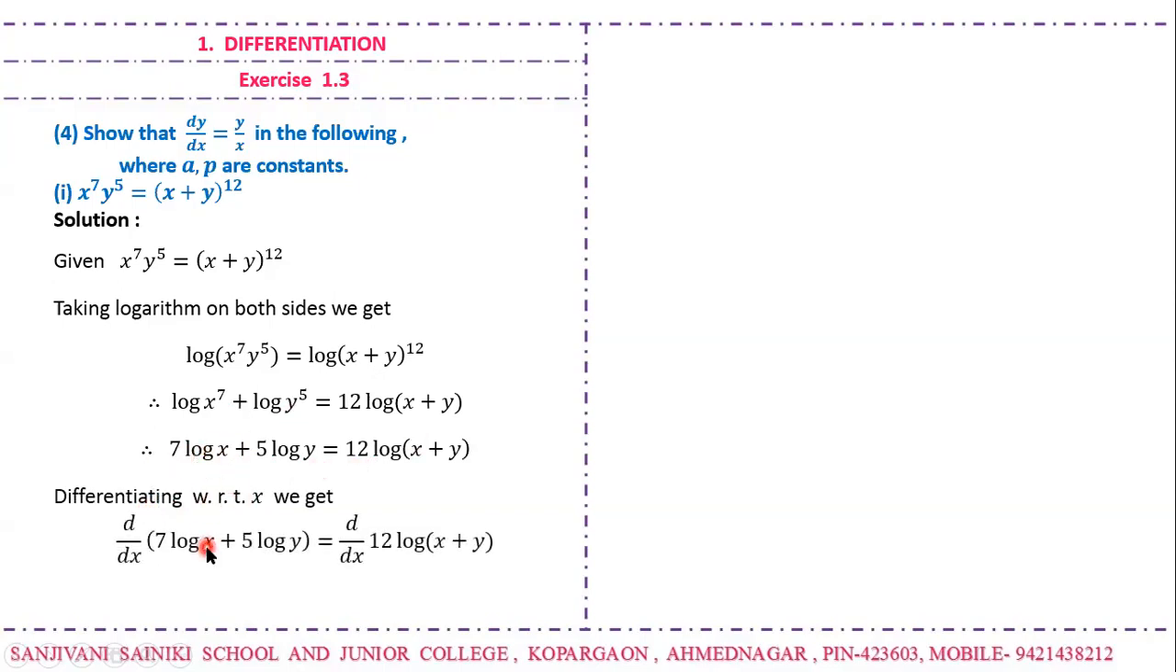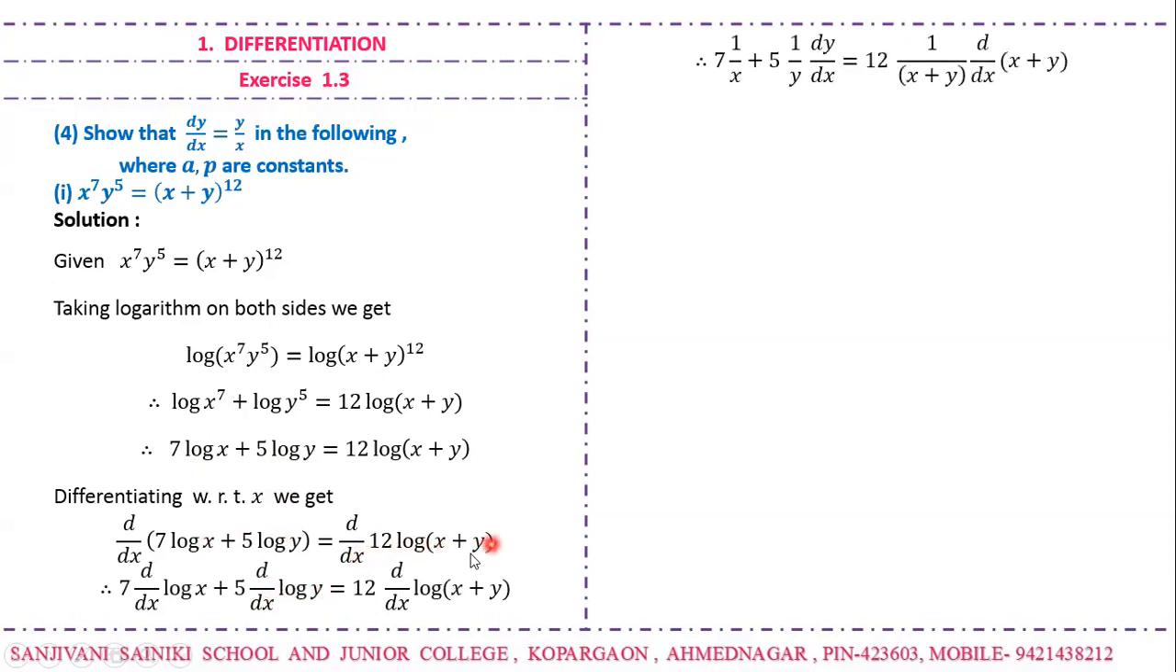Derivative of 7 log x plus derivative of 5 log y is equal to derivative of 12 log of (x plus y). Now 7 is constant, derivative of log x is 1 upon x. 5 is constant, derivative of log y is 1 upon y dy by dx, and 12 is constant, derivative of log of (x plus y) is 1 upon (x plus y) into derivative of (x plus y). So derivative of (x plus y) is 1 plus dy by dx. Derivative of x is 1, derivative of y is dy by dx.